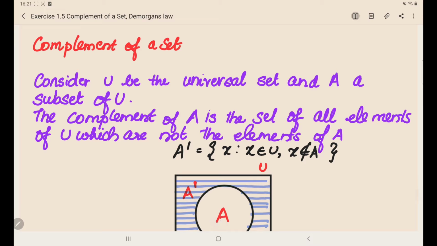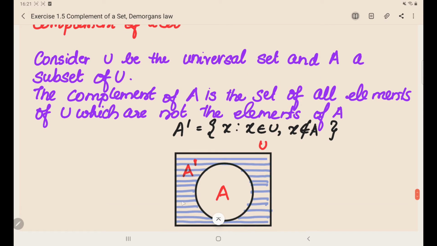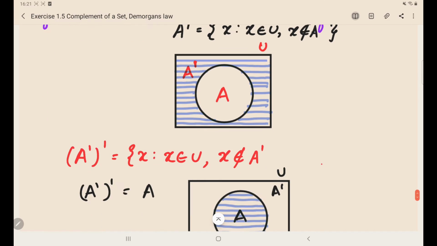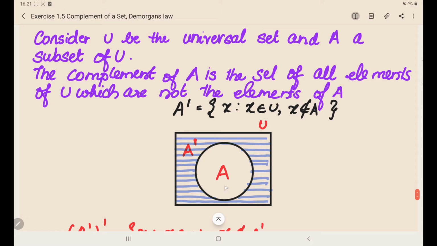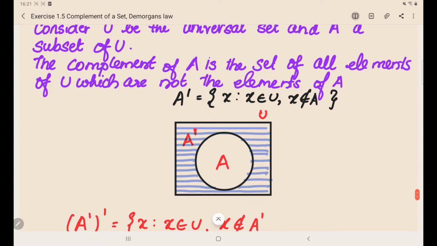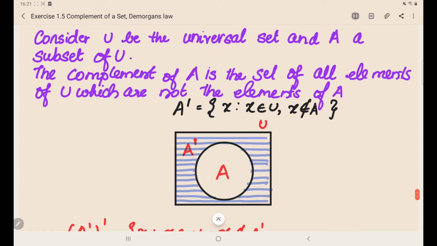To understand the complement of a set, let us take a set. You can see here a Venn diagram, and you can also see that the outside portion of the circle is shaded using blue lines, and inside there is no shading. So for example, the complement of the subset A is the set of all elements of the universal set which are not elements of A. That is, all the elements which are outside this subset are the elements of A complement. I hope it's clear.